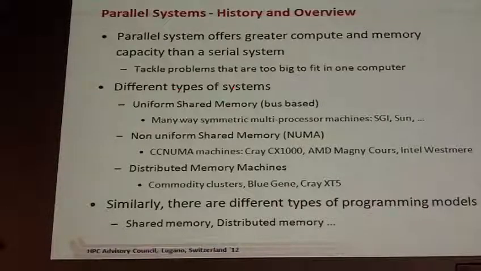Also, we try to handle problems that are too big to fit in one computer, so different types of systems have been designed in the past. The very old systems used to be uniform shared memory systems or bus based, meaning each processor accesses the memory in a uniform manner. Then non-uniform shared memory, or NUMA, systems came. This could be the entire machine, or it could be one of the nodes. These days, if you take AMD Magny-Cours or Intel Westmere or Sandy Bridge, all the systems are non-uniform memory access. I'll go into more details on that.